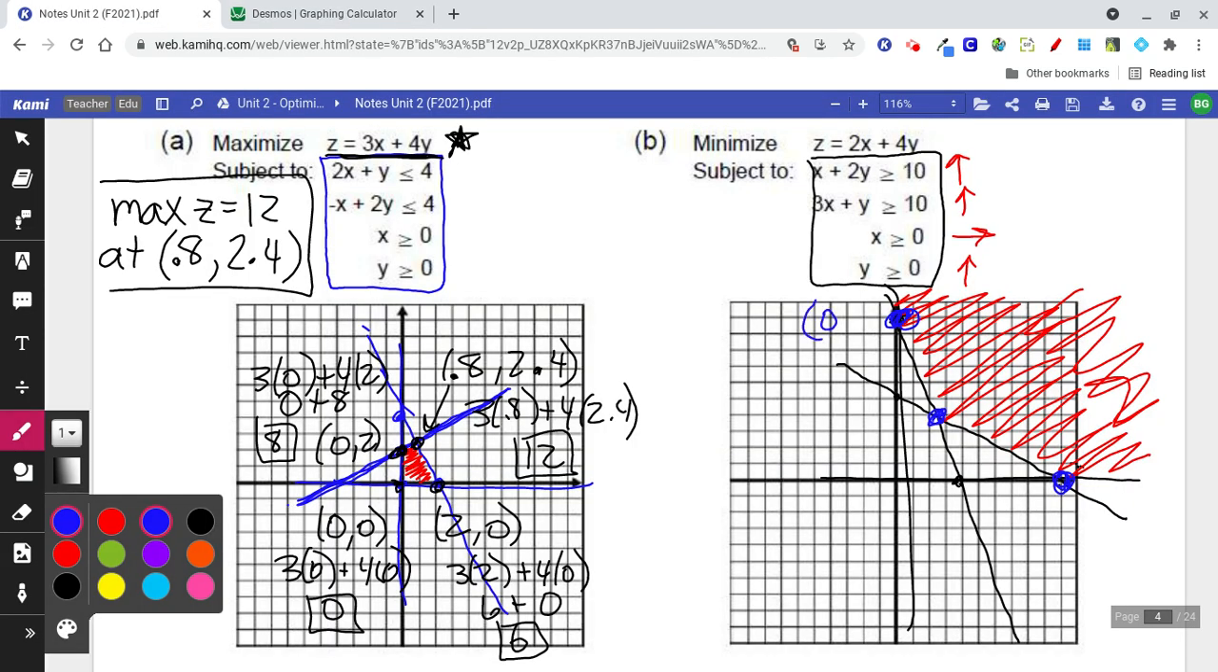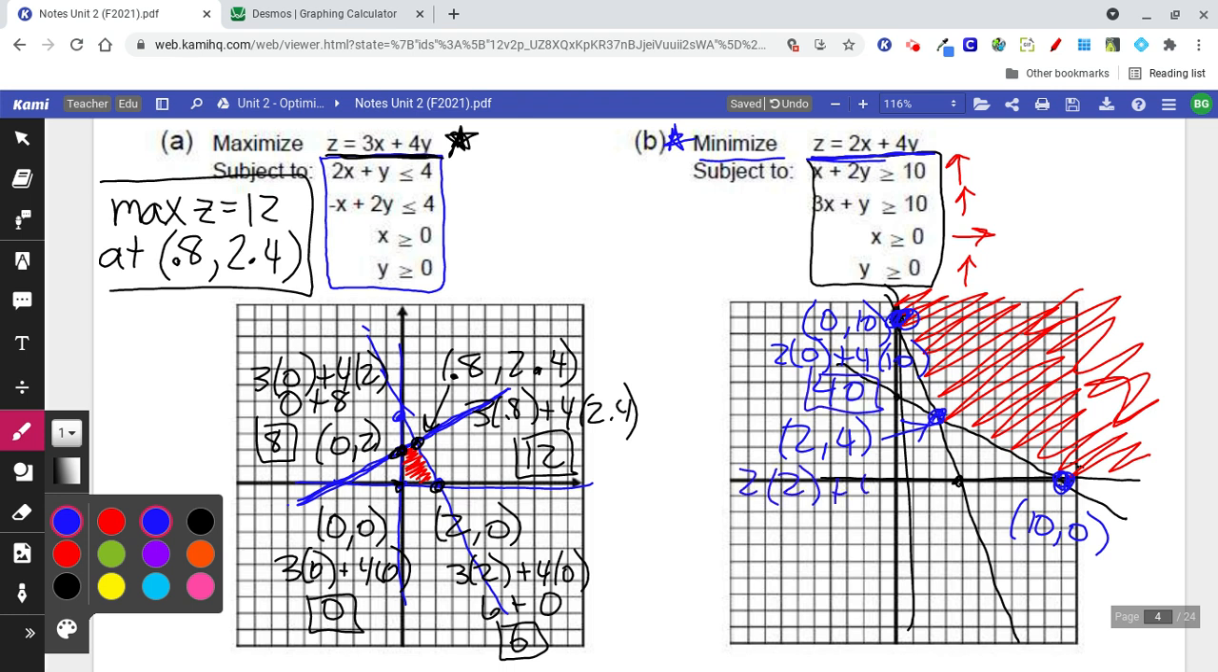So I've got (0, 10). I've got (2, 4). And this is (10, 0). All right. So again, after you graph it and look at the corners, now we can think about minimizing. Notice it's a minimize problem, not a maximize. But you use this objective function, 2x plus 4y. That's going to be 4 times 10. That's 40.